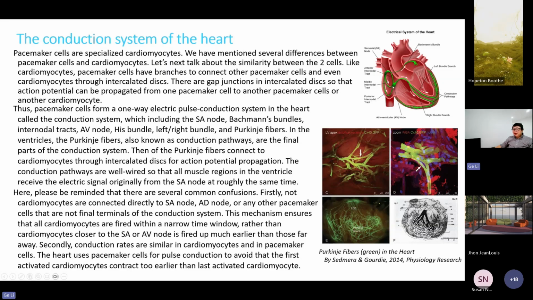After the AV node, the signal passes through the His bundle and eventually the Purkinje fibers. The same thing: from the AV node, another big branch goes out, and then several branches. Again, it's so well wired that all the ends of these three branches receive the signal from the AV node at the same time. In this case, they all contract together. That's the beauty of the conductive system of the heart.